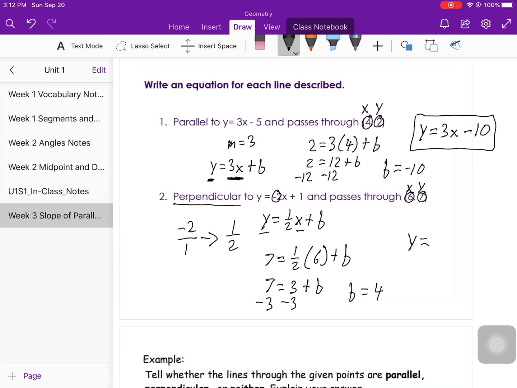So now we have everything we need. y equals, our slope is 1/2 x, and our y-intercept is positive 4. There we go.